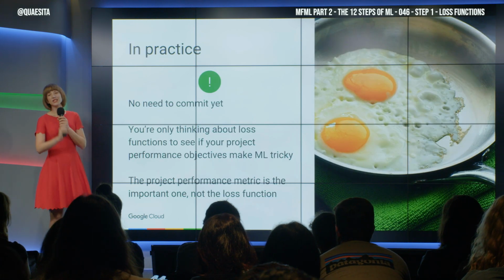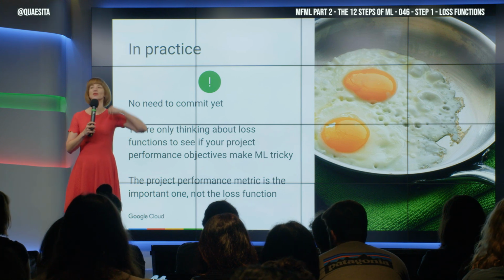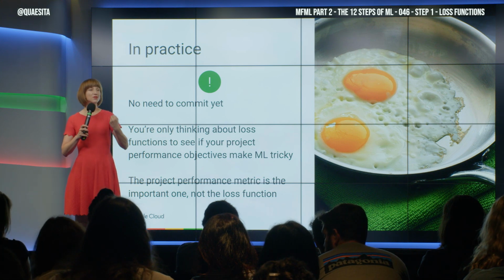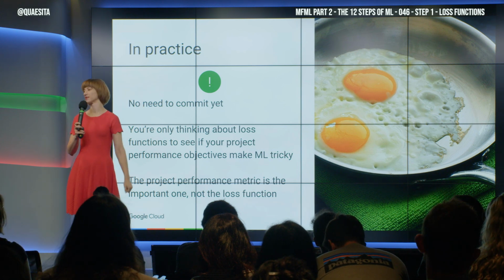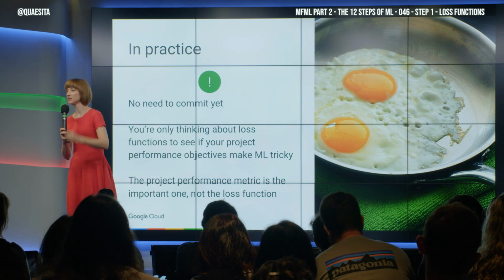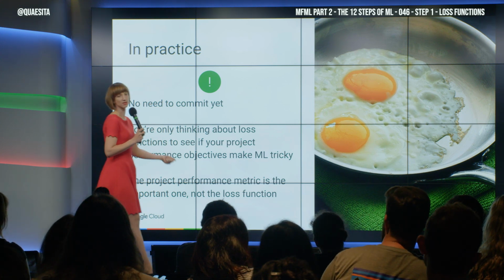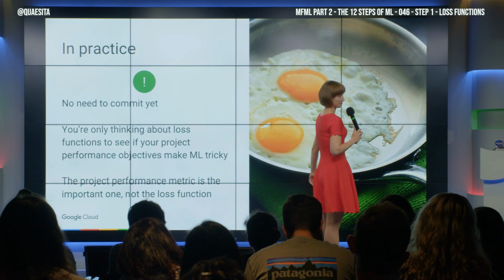Now, there's no need to commit yet. Actually, you'd be crazy to say, I'm definitely going to use the cross-entropy loss function, because you are a long way away from selecting your algorithm. That happens way later in the process. And you don't know what the actual loss function is that's going to be implemented in that algorithm. So why am I even making you do this? To make sure you're not asking for the moon, that's why.